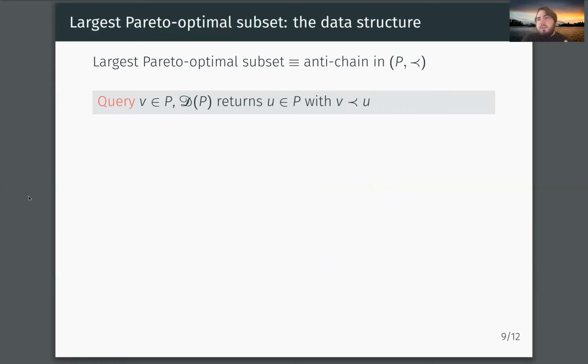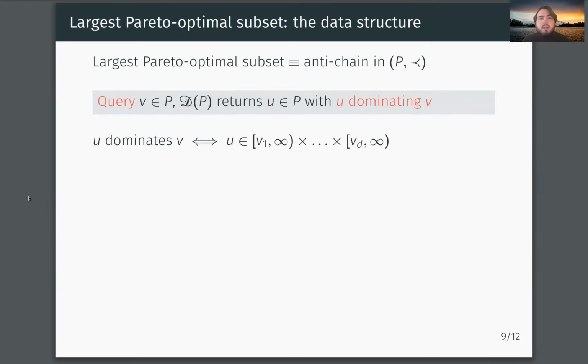To do so, we need to exhibit a data structure which can perform those three operations I mentioned earlier, namely querying, deletion, and construction. Querying is probably the most difficult part of the three, so I'm just going to focus on that. So what do we need? We need a data structure which can perform the following query. Given a point V, the data structure must return a point U such that V is less than U. In the context of our poset, this is exactly the same as asking, given an element V, to return an element U that dominates V.